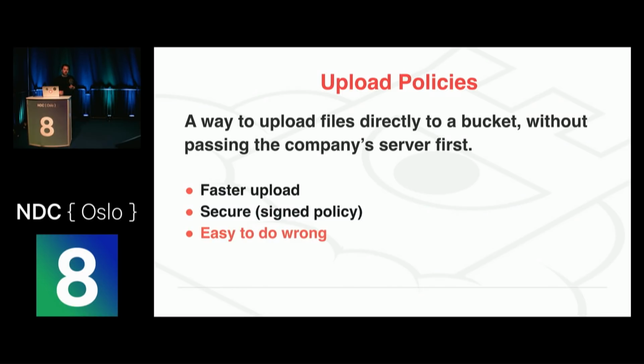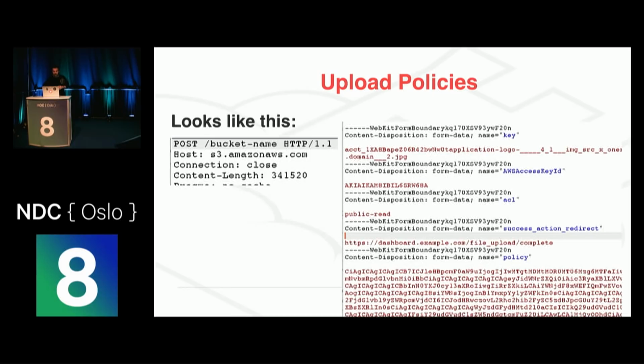That's awesome. But it's super easy to do wrong. There are so many ways to not do this in a good way. So first, this is how it looks to begin with. Basically, you do a POST request to an Amazon AWS bucket. Inside the request, you have a policy, and you have the AWS access key ID, which is the one that was signing the policy.